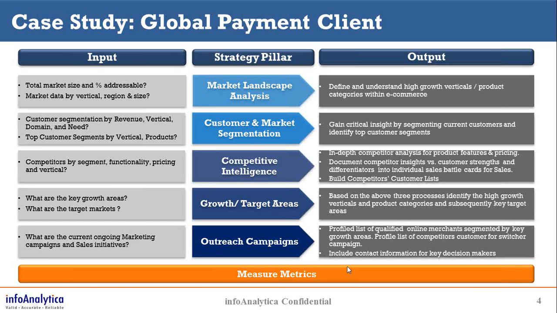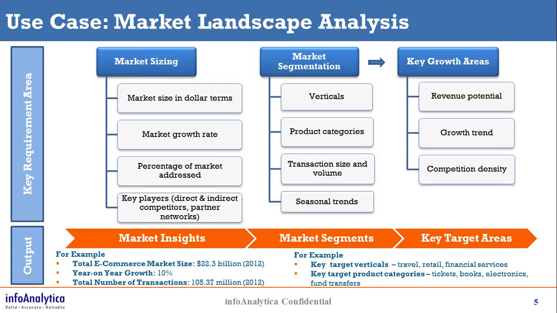We'll now take a look at how some of this research was implemented. So for the same customer, the technology for payments had very specific aspects associated with seasonal trends, growth trends, competitor density. So what we did was we had to segment the market based on industry verticals, product categories, transaction volumes, and seasonal trends, which led to clear insight into the key growth areas for the business.